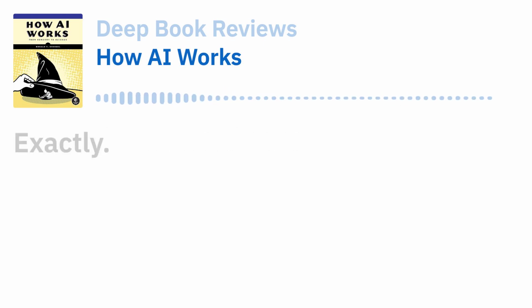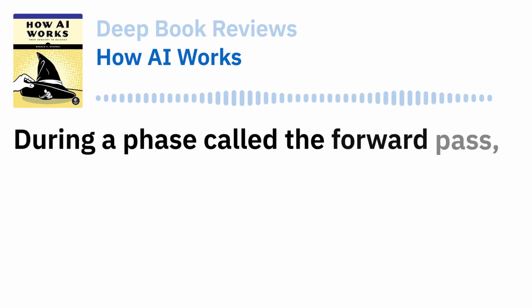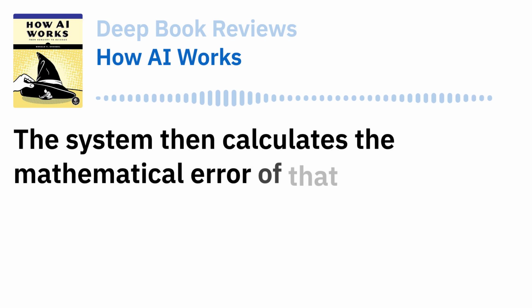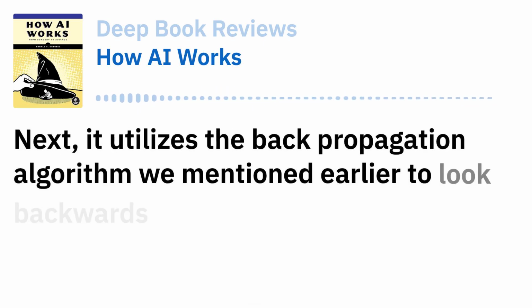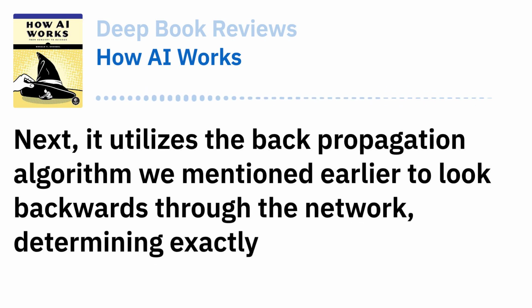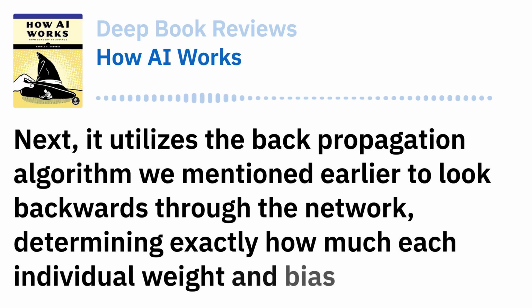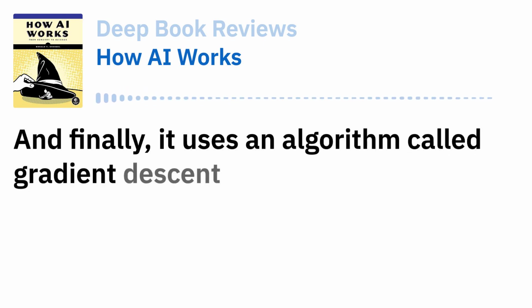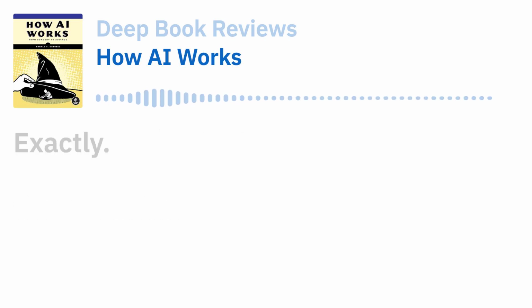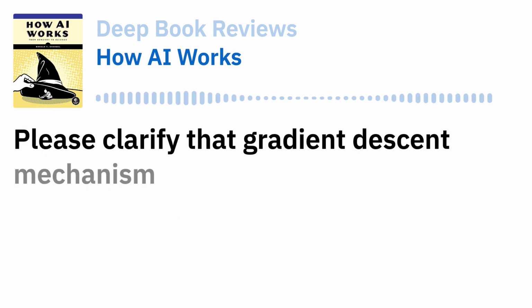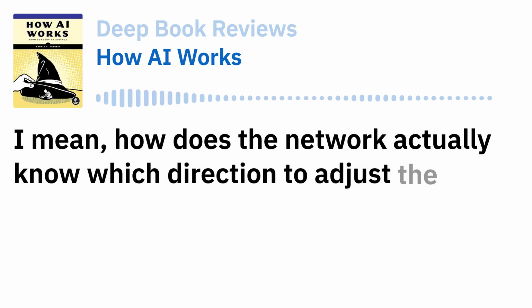So the forward pass. Exactly. During a phase called the forward pass, the network makes a prediction. The system then calculates the mathematical error of that specific prediction. And then it has to fix that error. Yes. Next, it utilizes the backpropagation algorithm we mentioned earlier to look backwards through the network, determining exactly how much each individual weight and bias contributed to that final error. And finally, it uses an algorithm called gradient descent to actually update those numbers. Exactly. Please clarify that gradient descent mechanism for the listener. How does the network actually know which direction to adjust the numbers to fix the error?